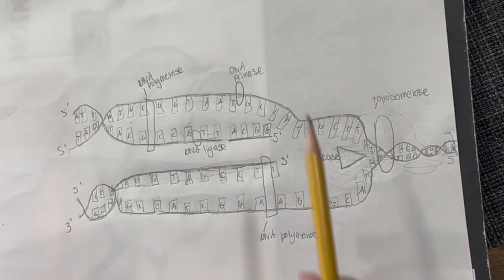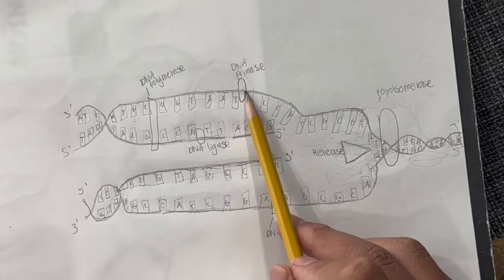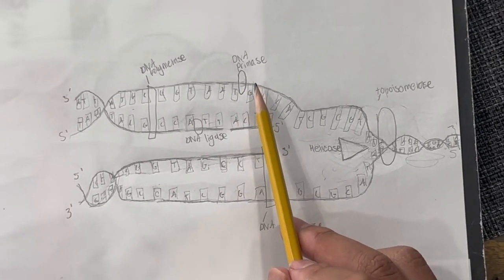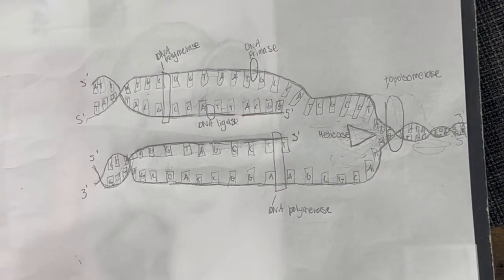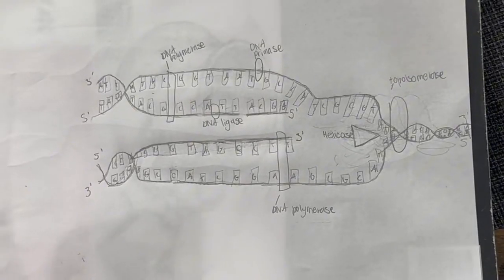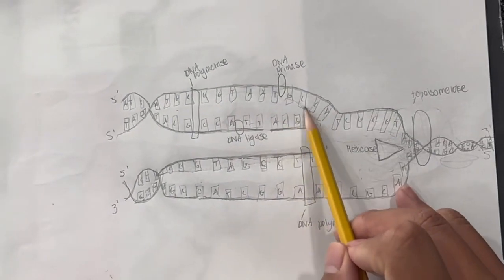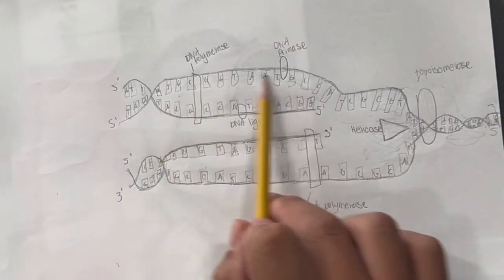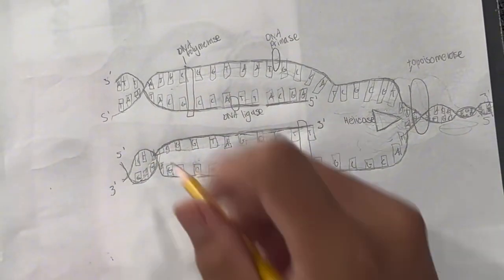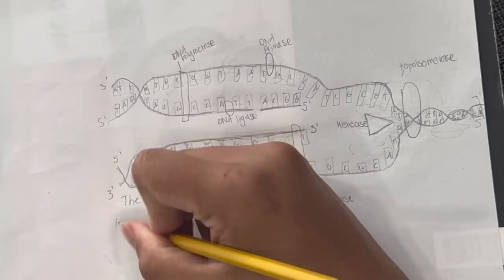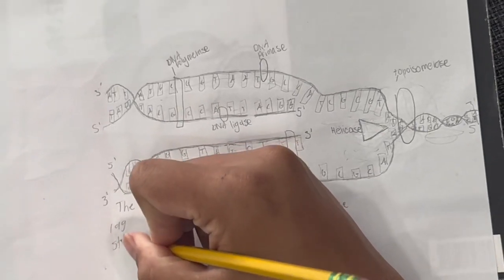Primase lays down RNA primer. This primer marks the starting point for DNA synthesis. A leading strand glides smoothly along the template with the DNA polymerase partner adding nucleotides in a continuous stream, like down this way.